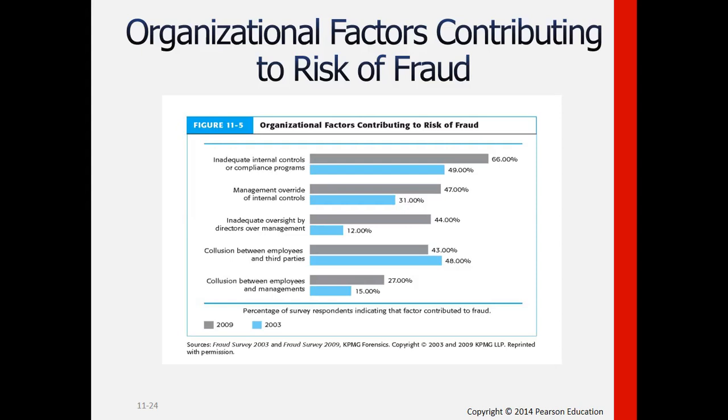Next is inadequate oversight by directors over management. It also increased. Collusion between employees and third parties, meaning they agree to perpetrate or commit fraud, eventually decreased, because of other factors that increased, of course.